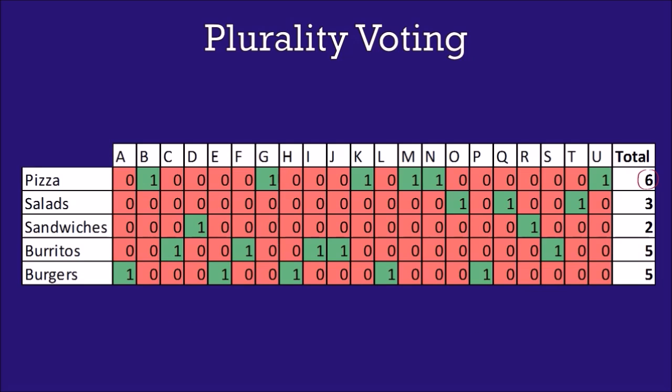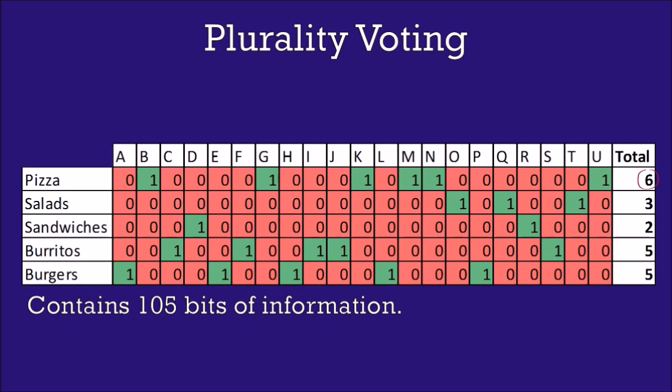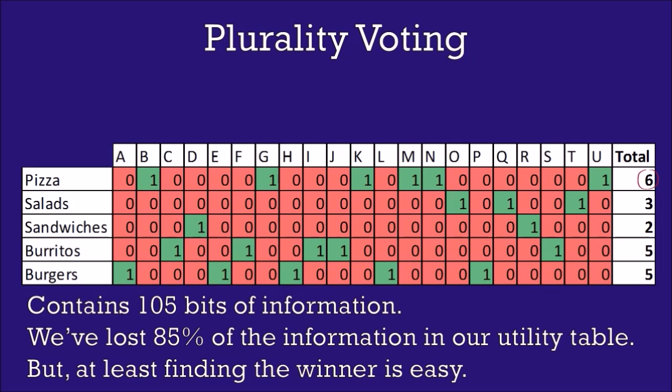Based only on the colors in the table, it's clear we've lost information. How much? Well, it took 735 bits to describe the utility scores, while it only takes 105 bits to describe these plurality votes. That is to say, using plurality voting removes 85% of all the information about people's preferences.